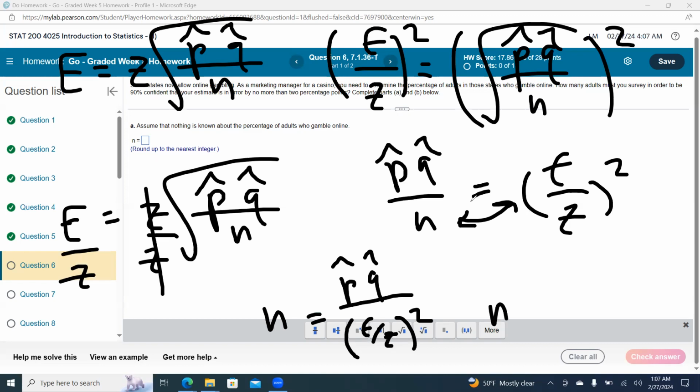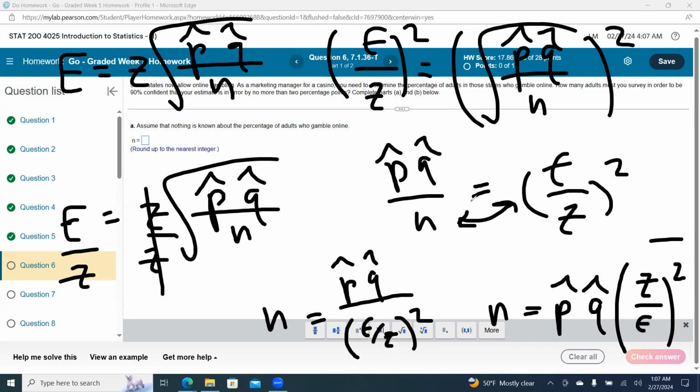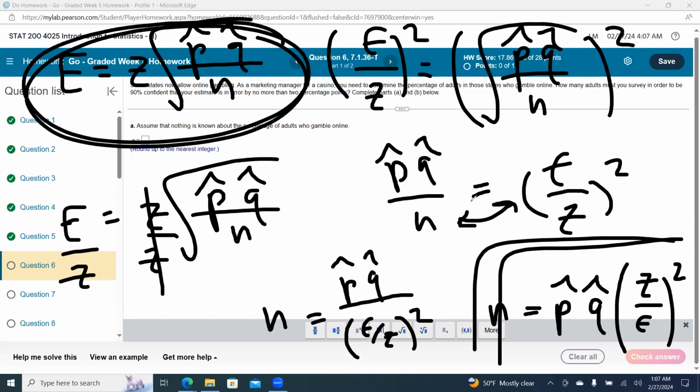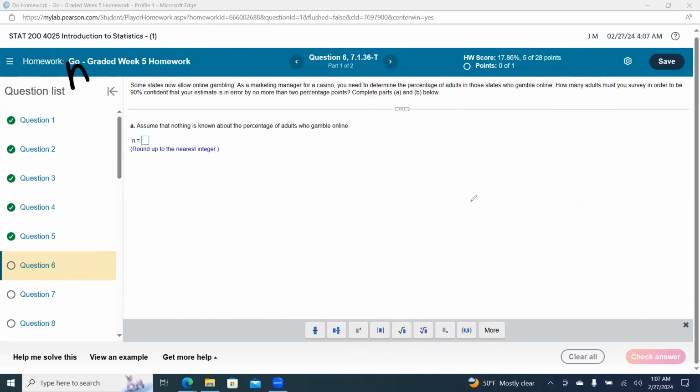In the end, it's going to be n equals p hat q hat. Divide by a fraction, you take it up top and flip, and it is Z over E, squared. So this is the equation right here, and it comes from the original. We can always pause and look at this, but this is not an algebra class, so we do not have to derive it. That's a Z over E.